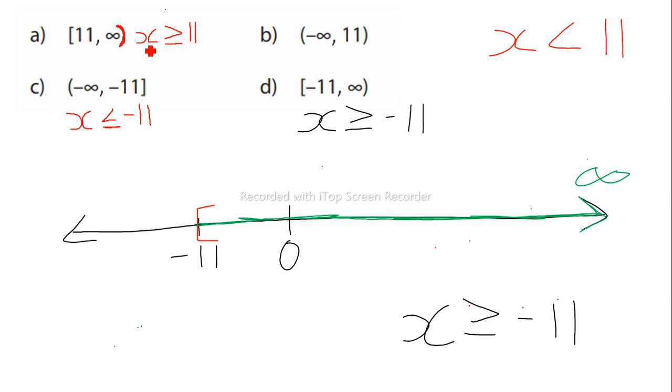So, clearly, this inequality is not going to work, right? X is greater than or equal to negative 11. That's not that. We want x is less than 11. This one is not going to work because it's x is less than or equal to 11. So that's not going to work. This one is not going to work because it's x is greater than or equal to negative 11. That's not going to work.